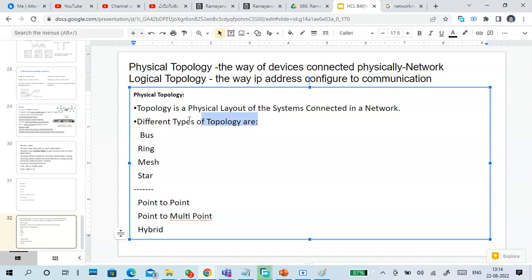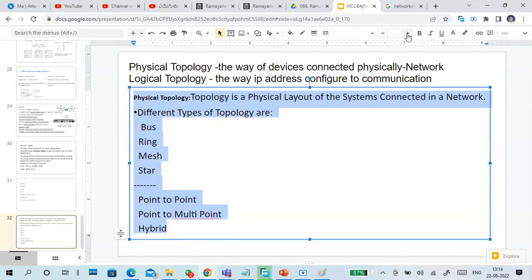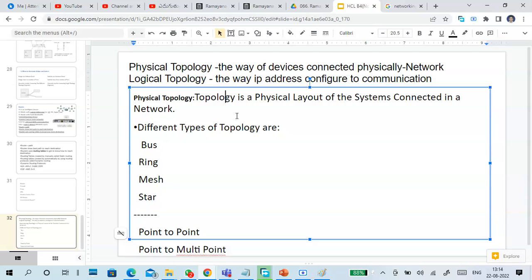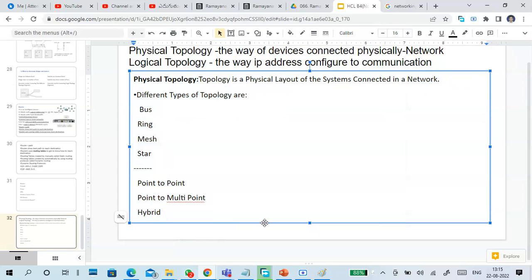So mainly the different topologies. Why is it small and why is it big? It's the better way. Now all are in the same size.